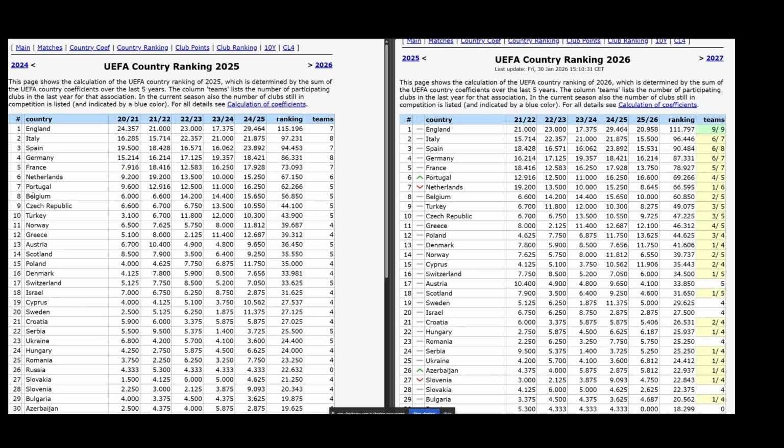Belgium can now soon be competing against Portugal and the Netherlands for the seventh and sixth spot. On the other end, we have seen some poor performances from countries like Austria and Israel over the past few years, and that can really affect their ranking for the coming few years.